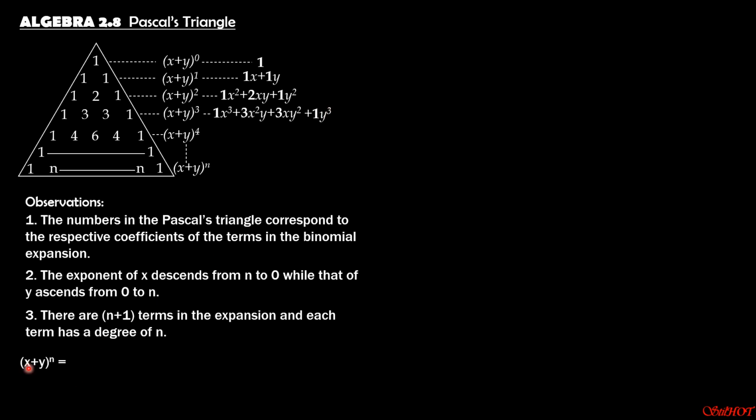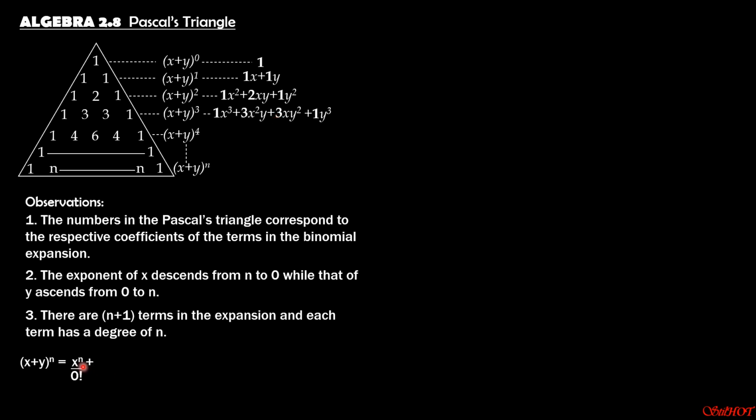So we are now ready to expand the quantity (x plus y) raised to n. Notice that the first term is always raised to n. So that's why if you have (x plus y) cubed, the first term is 1, then x cubed. The last term is 1, y cubed. So we are sure that the first term is raised to n. x raised to n.